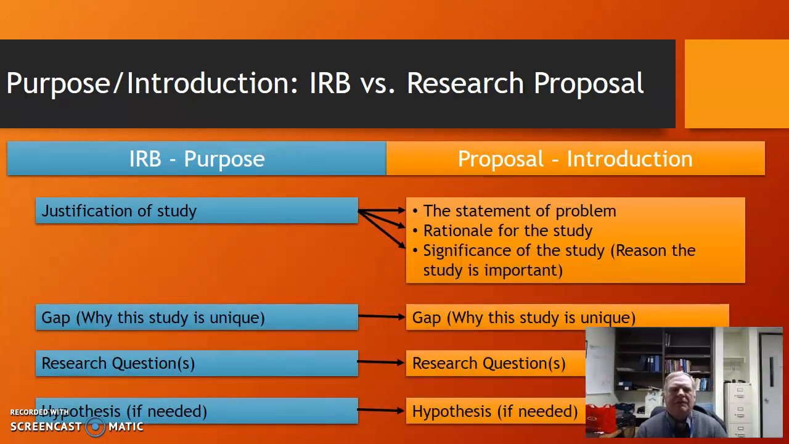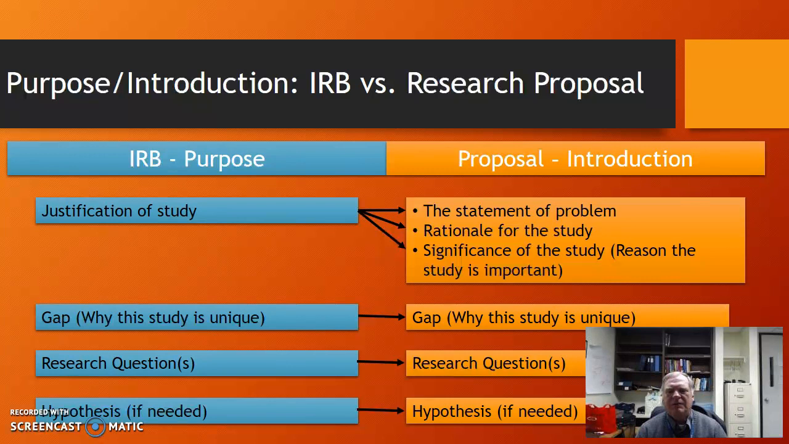The purpose versus the introduction. So in the IRB, there's a purpose statement. And what it wants you to do is justify the study. Why do you need to do this study? What's unique about this study? And what are your research questions and hypotheses? Clearly stated. The introduction takes that justification of the study and you develop it a little bit more.